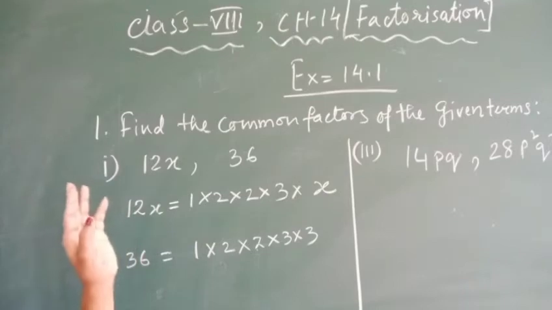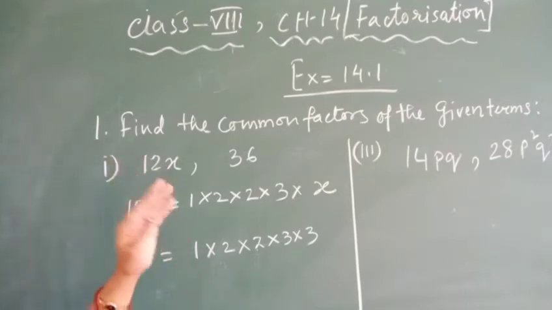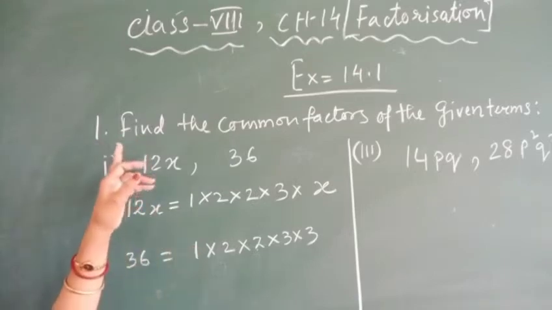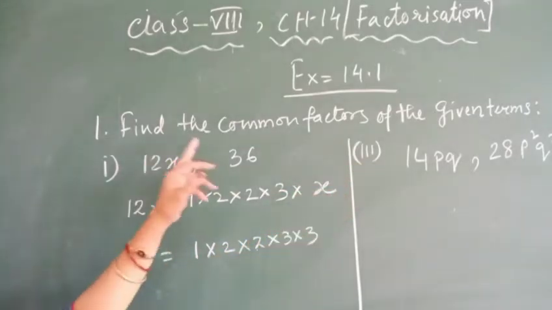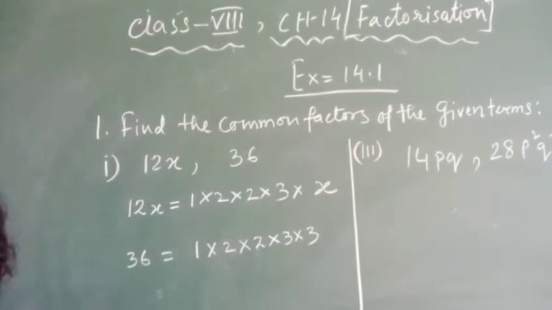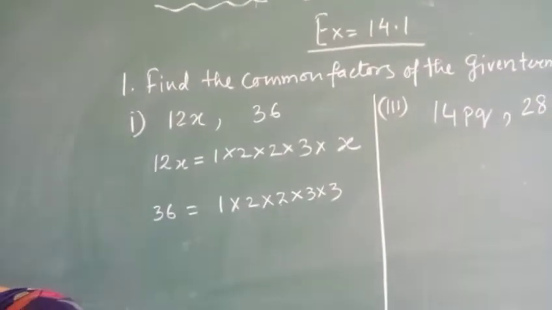So first, question number 1: how to solve the sum. Slowly we will come to know all the things. Find the common factors of the given terms. Common factors, in junior classes also you have found them out. Common factor means highest common factor. You are familiar with this word, highest common factor.